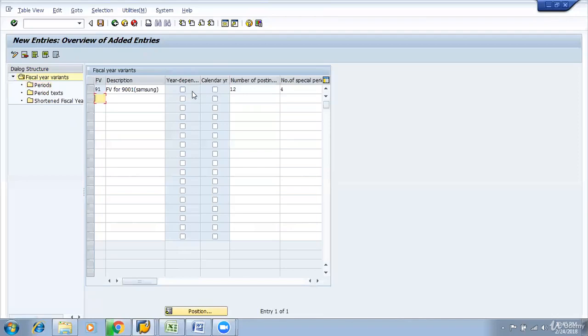Good. So we are not using the calendar year for now. Let's go to year dependent. Year dependent means for a specific calendar year, how many months am I going to use? This is a very rarely used checkbox. You can ignore it for now. So let me save this information. I'm done with setting up the fiscal year variant.